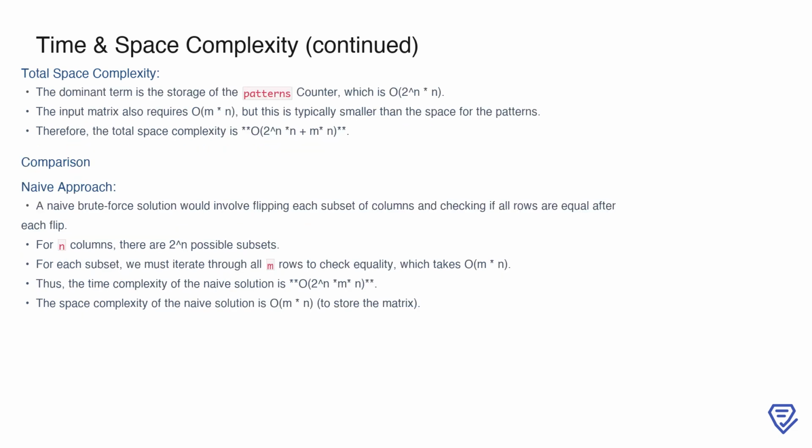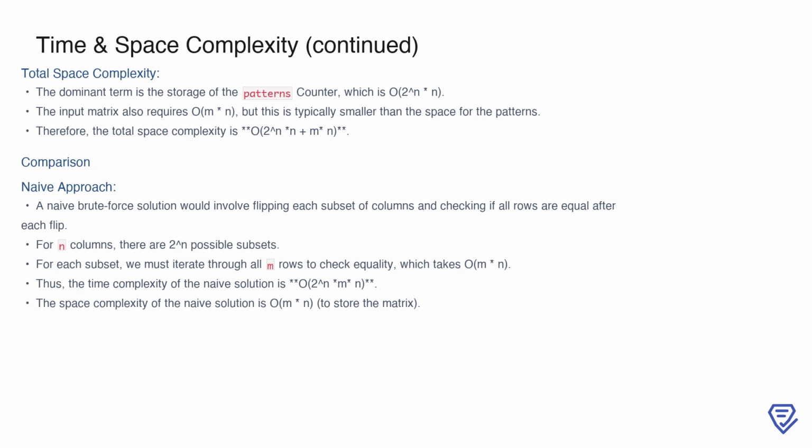When we combine all the space requirements, the total space complexity is primarily determined by the storage of the patterns counter, which is O(2^n * n). While the input matrix also requires m*n, this is typically smaller than the space required for the patterns. Therefore, the overall space complexity is 2 to the power of n times n plus m times n.